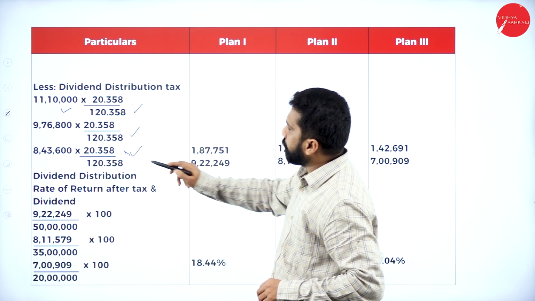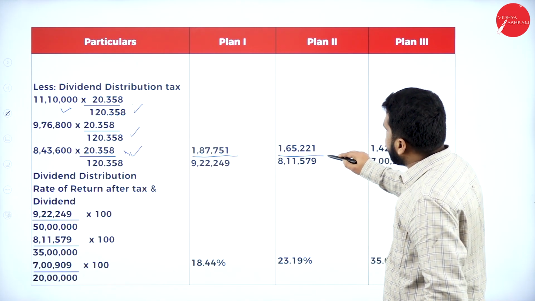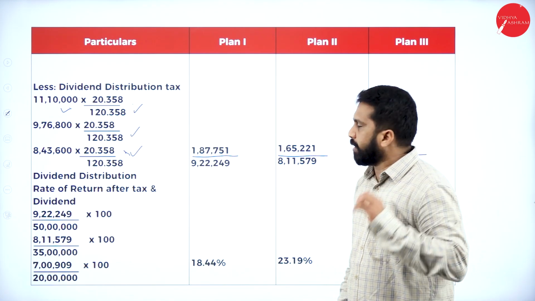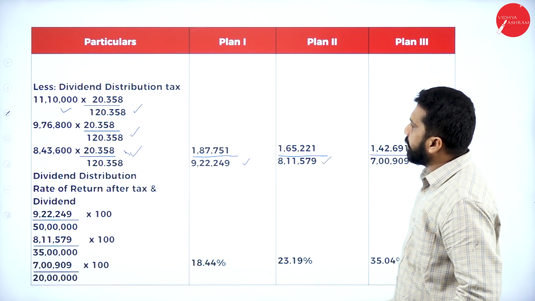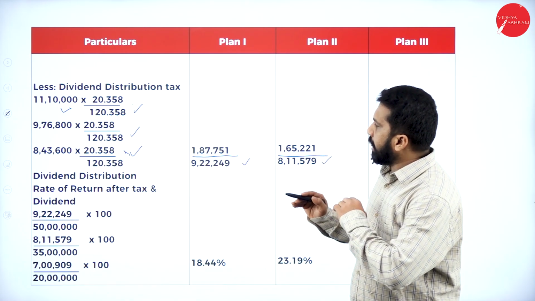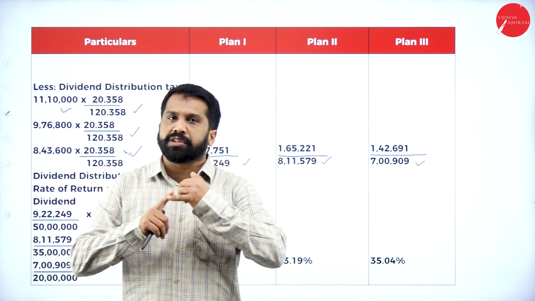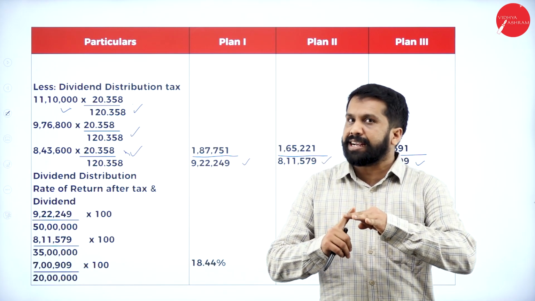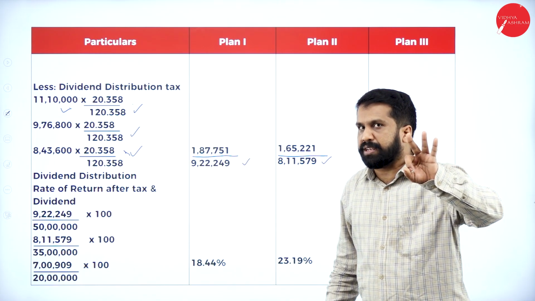Do all the calculation for all three. After that, you got 1 lakh 87, 1 lakh 65, 1 lakh 42. Minus everything, you will get 9 lakh 22, 8 lakh 11 and 7 lakh 909. Hope you are clear. Yes. Now, if you are done with this, what is the next one? You are done with interest. You are done with corporate tax. You are done with dividend distribution tax. All three are completed.